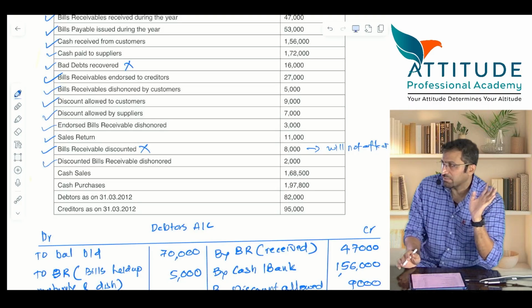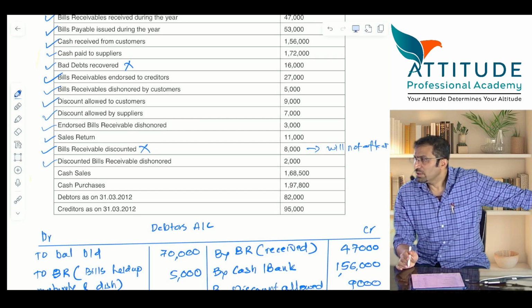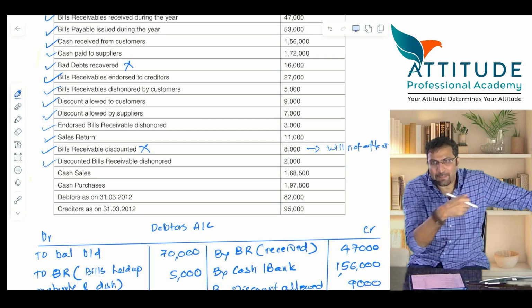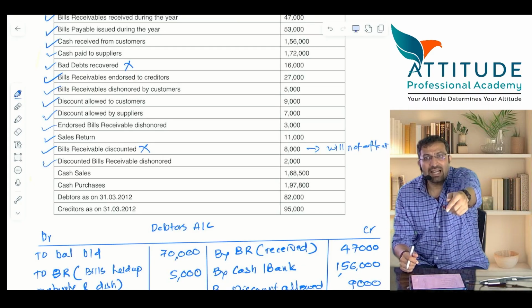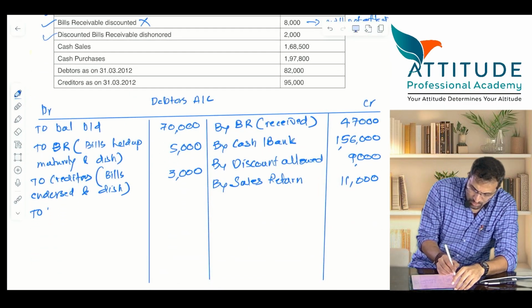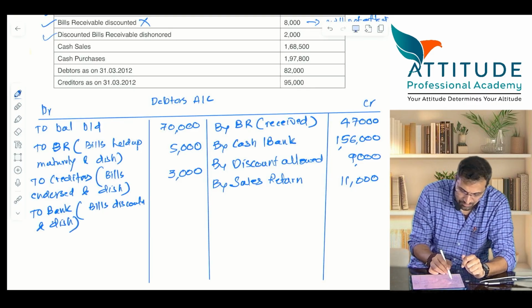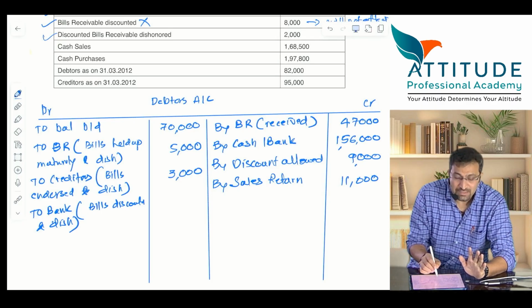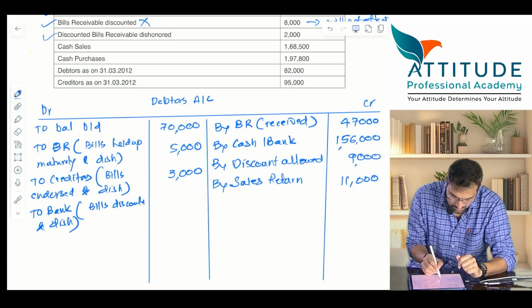Discounted bills receivable dishonored means the bill you discounted, the bank has given the cash to you, correct? So your debtor has to make the payment to the bank. He doesn't make the payment. So the bank will reduce your bank balance and you will have to receive the money from the debtor. Entry: debtors account debit to bank. This is bills discounted dishonored. Is that clear? Next, what is the amount? 2,000. Yes. Next.